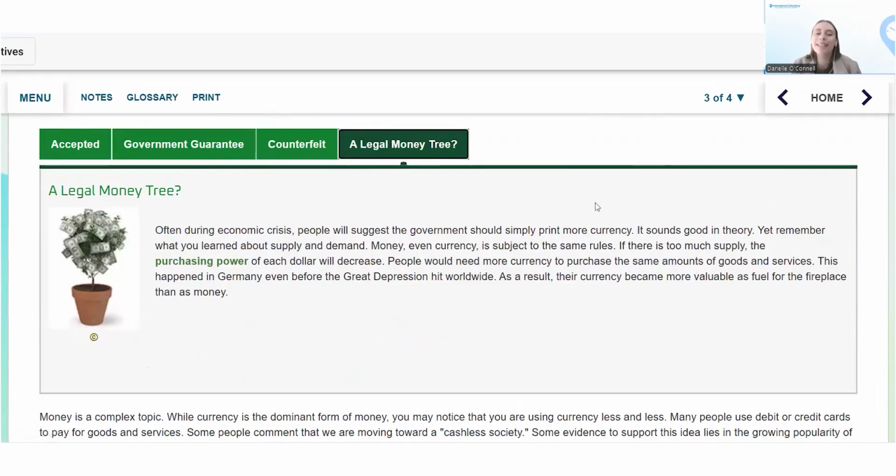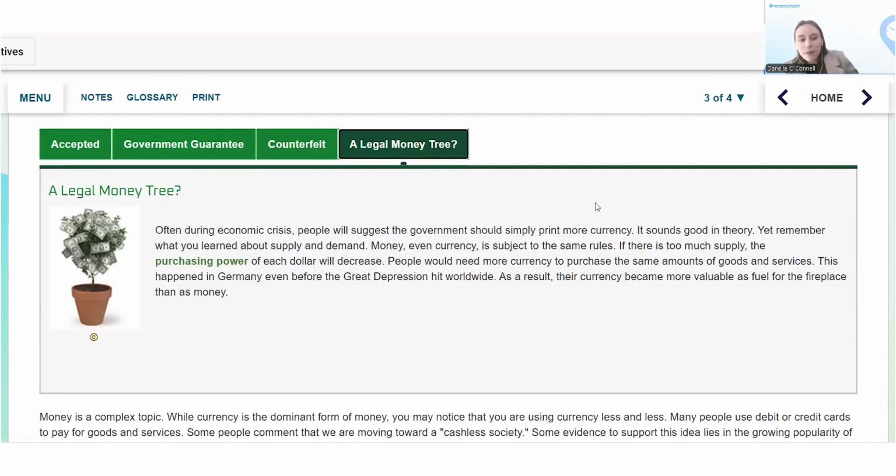A legal money tree. So as we said, money does not grow on trees, as much as we wish it did. So if there is an economic crisis, let's use COVID for example. It was somewhat of an economic crisis and it caused a lot of problems. So why did the government not just simply print more currency? That would sound lovely in theory, yet we have to remember supply and demand.